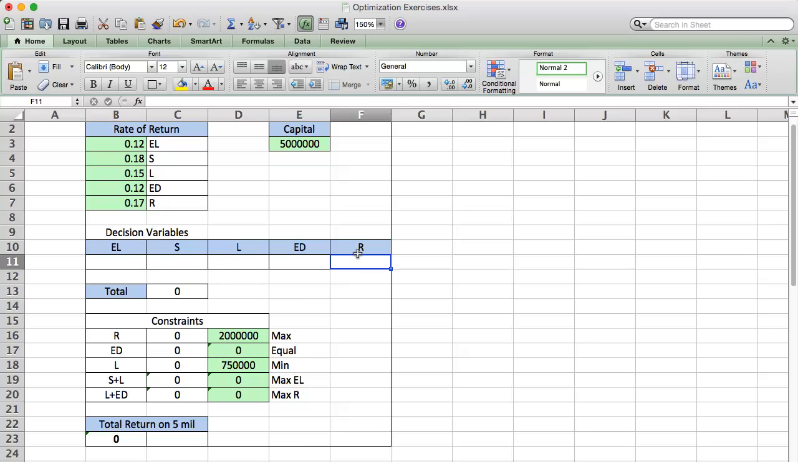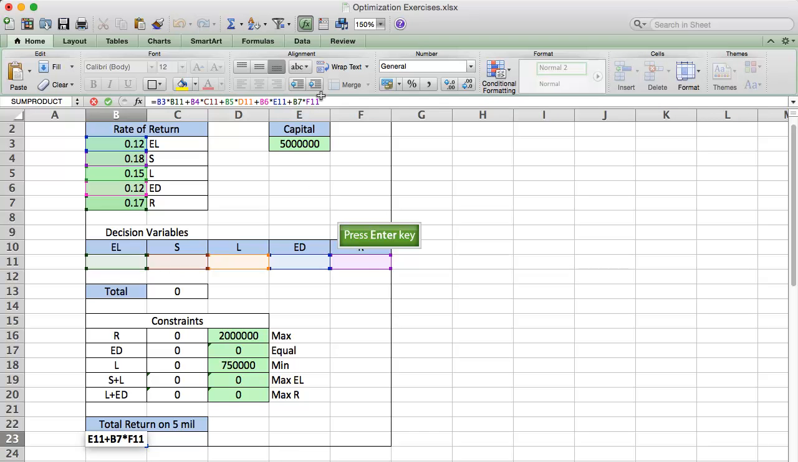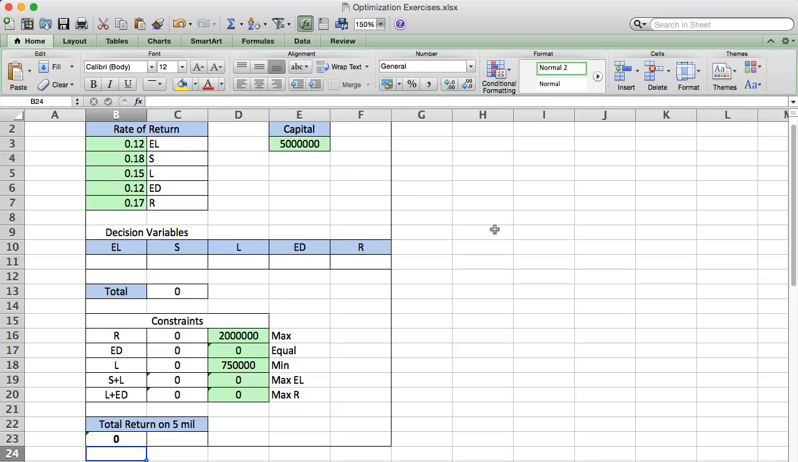So we only have 5 million to invest, and we have the rate of return for each of the 5 market areas. The total return is what we're trying to maximize. This is our objective function. And you can see that this is another sum product. The 12% for electronics times the total capital that we devote from our 5 million to electronics is going to contribute to our total rate of return, and so forth. But the constraints here are a little bit complicated.